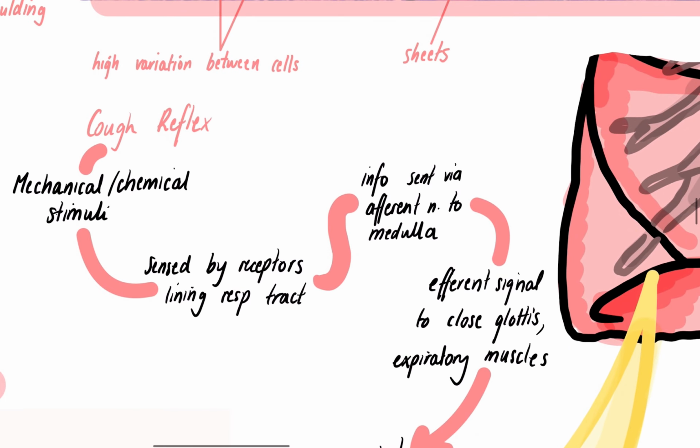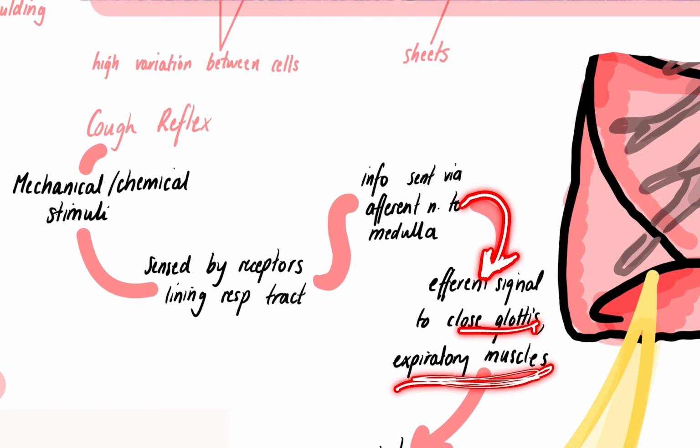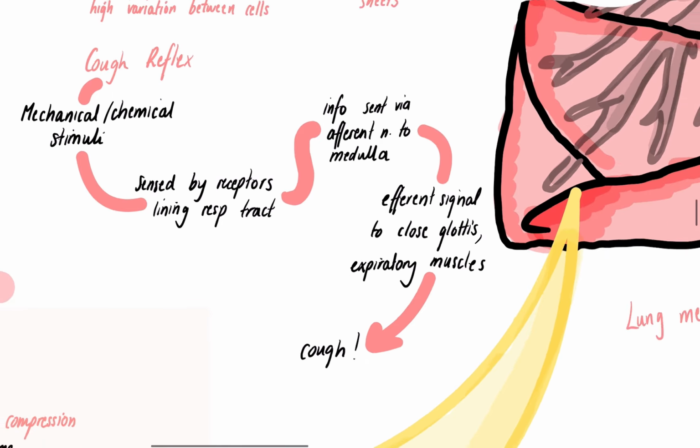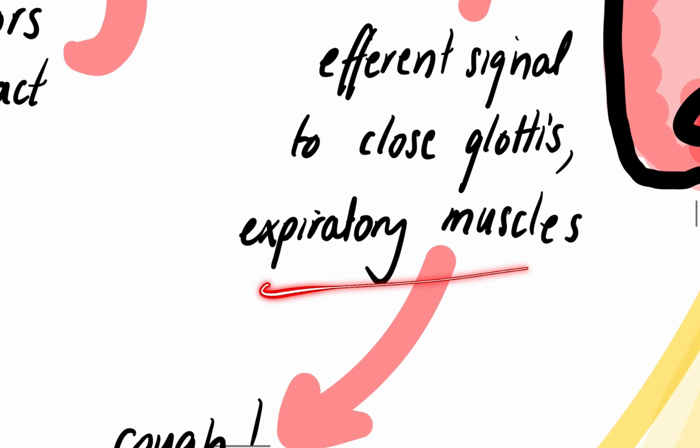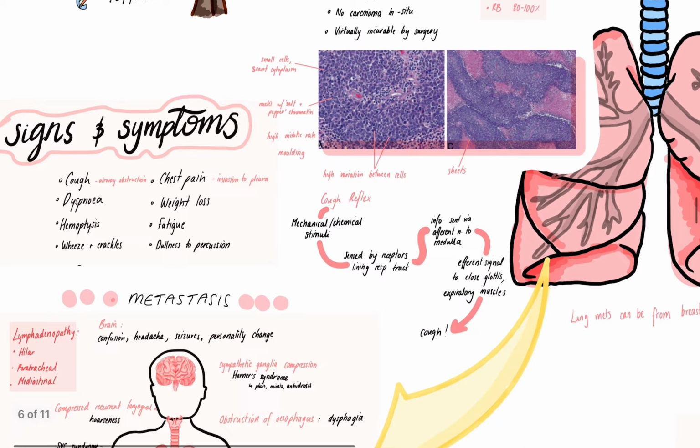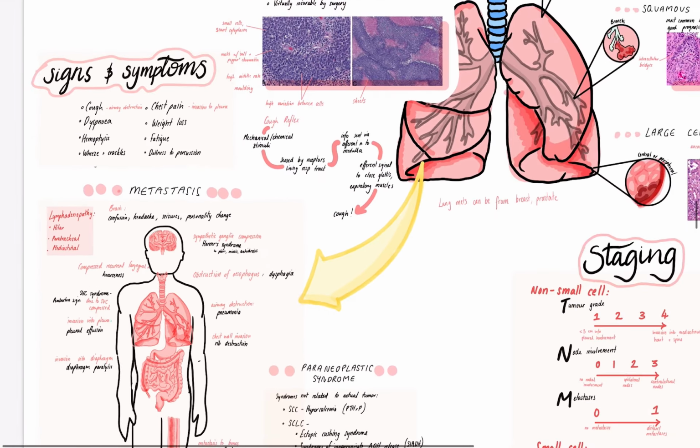So once those receptors are stimulated, they send an afferent nervous impulse to the medulla where the cough center is, and then an efferent signal is sent to the muscles of the respiratory tract to close the glottis and to expire really quickly, which is why you get that explosive cough. So these are your intercostal muscles. They all contract.